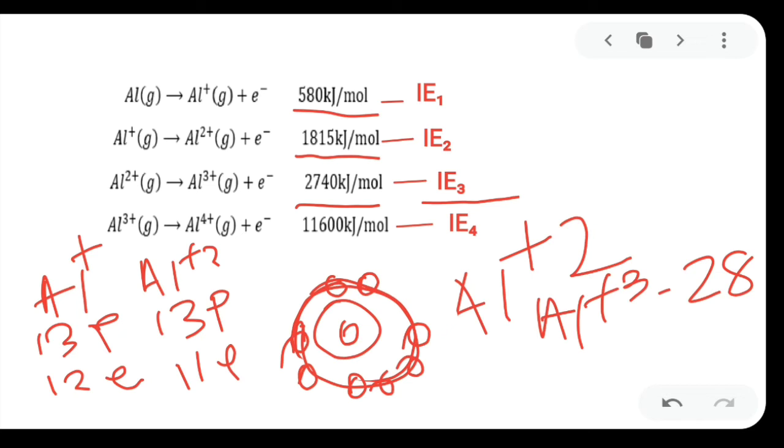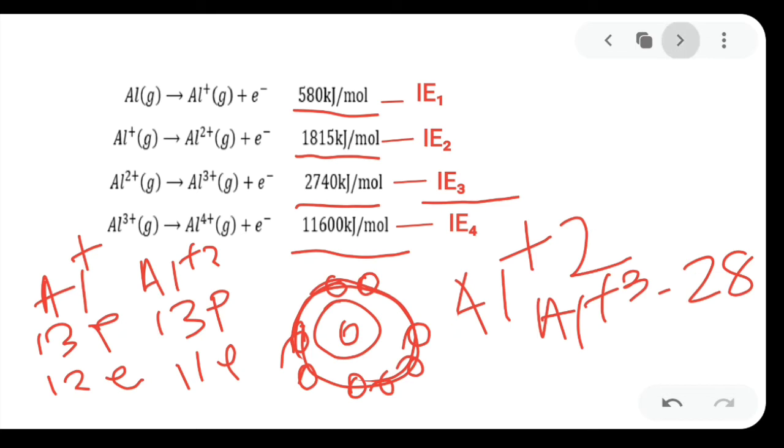And you can see the example here. In I3 we need 2740 kilojoule per mole, but in the case of I4 we need 11,600 kilojoule. Can you see what a big jump there is? So it is difficult to provide such an amount of energy, and that is also the reason for I5. If you want to remove the 5th electron, you cannot imagine the amount of energy required. It is very difficult to provide such a huge amount of energy. That's why I5 is not there.